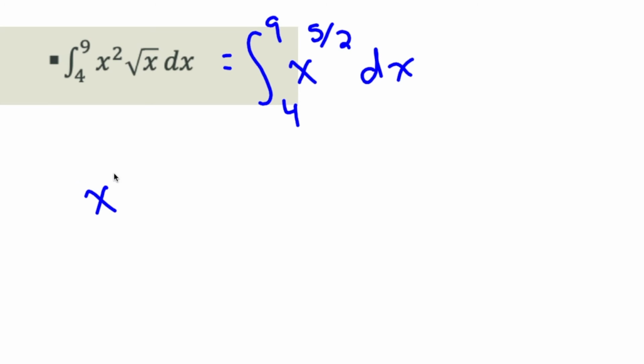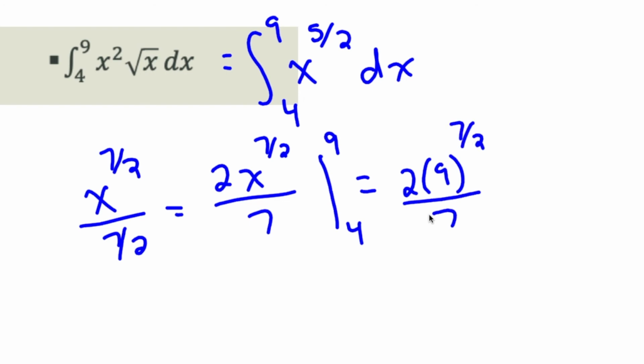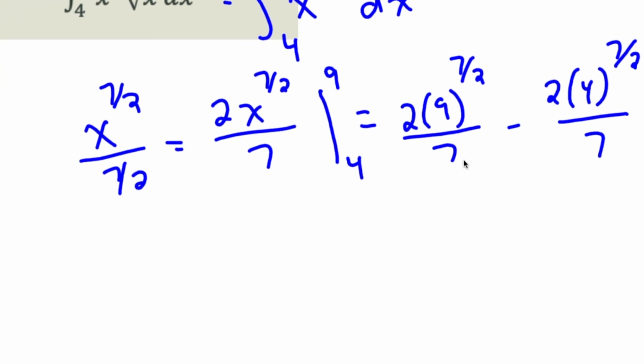Integral gives us x, add 1, 7 over 2, divide by that number, 7 over 2. Same thing as 2x to the 7 over 2, divided by 7, evaluated from 4 up to 9. Now, when I'm looking at this, I'm seeing 2 times 9 to the 7/2 over 7 minus 2 times 4 to the 7/2 over 7. Now, this one could be a little bit rough to go through by hand.